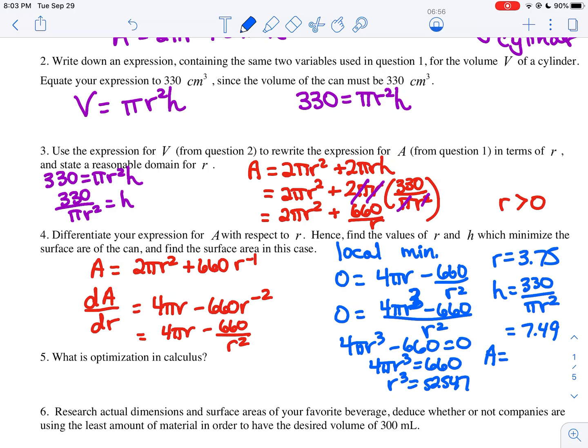And again, I'm not quite sure I can read my own handwriting. I think I have 264 centimeters squared. So that is the surface area that will minimize, okay? This is the R and the H that will minimize the surface area of the can.